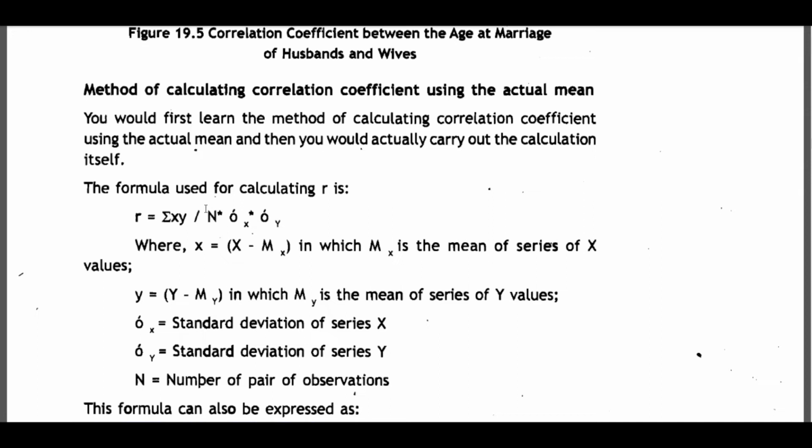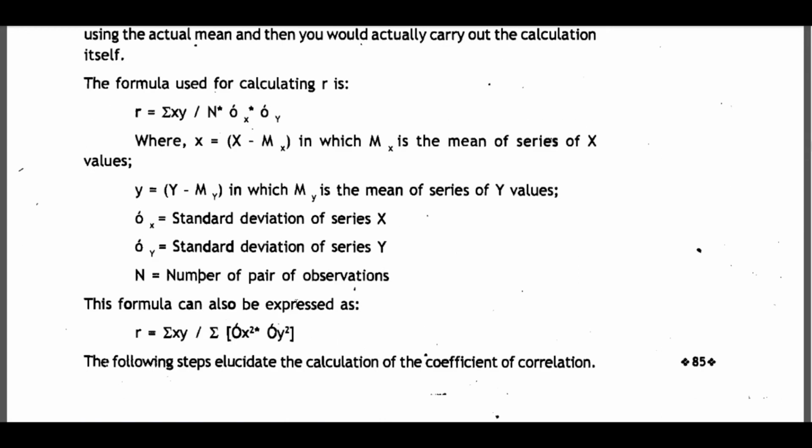So x is equal to X minus mx, in which mx is the mean of the series of x values, y is equal to Y minus my, in which my is the mean of the series of y values, sigma x is the standard deviation of series x, sigma y is the standard deviation of series y, and n is the number of pair observations. This formula can also be expressed as r is equal to sigma xy over the square root of sigma x square and sigma y square.